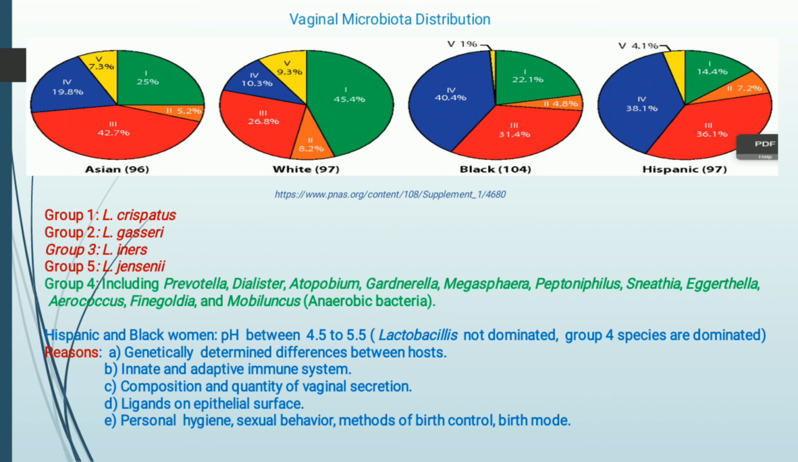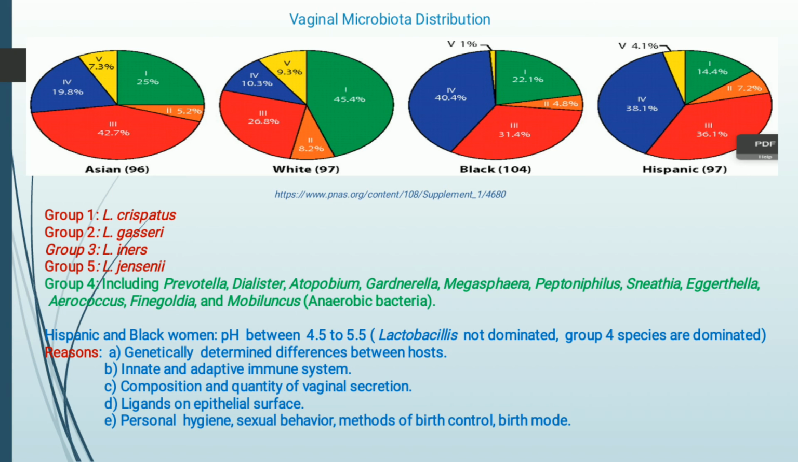So here group 3 represents Lactobacillus iners, and group 5 represents Lactobacillus jensenii. Group 4, represented by blue color, includes different types of anaerobic bacteria, including Prevotella, Dialister, Atopobium, Gardnerella, Megasphaera, and all the names are listed here. You can even read them out. And here what I'm trying to say in this slide is the distribution of microbiota.